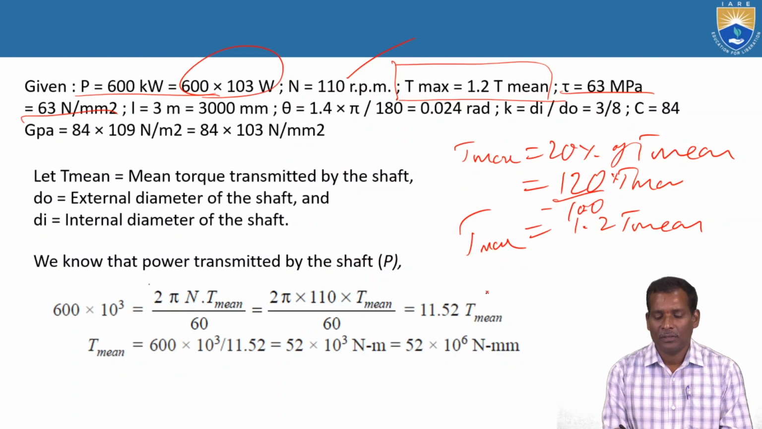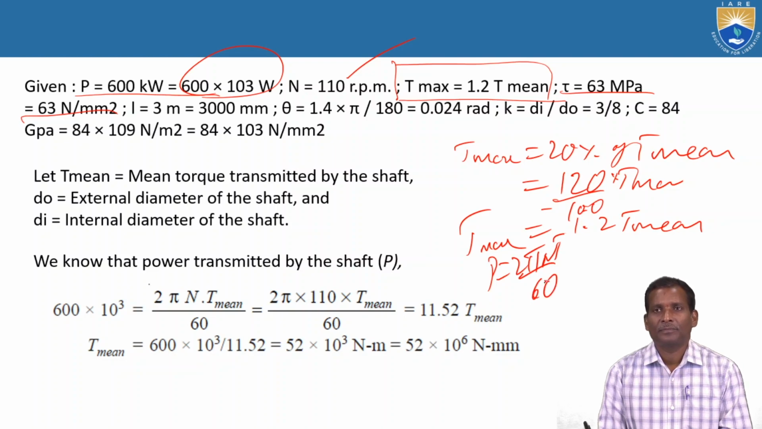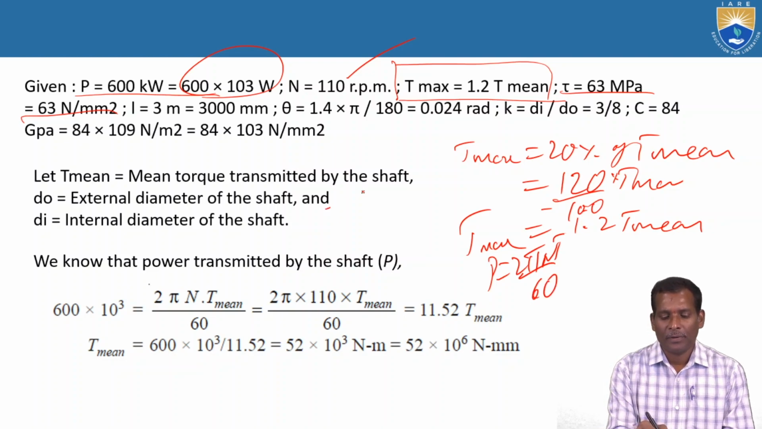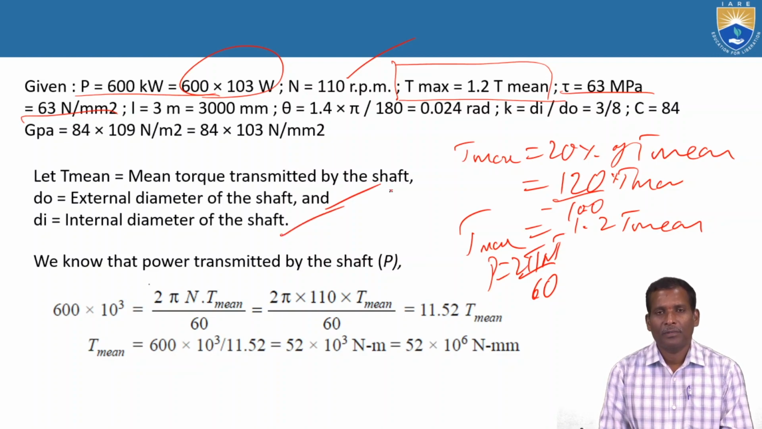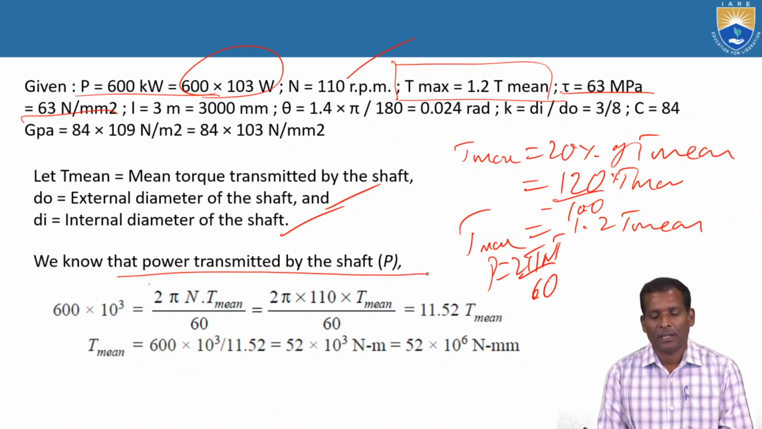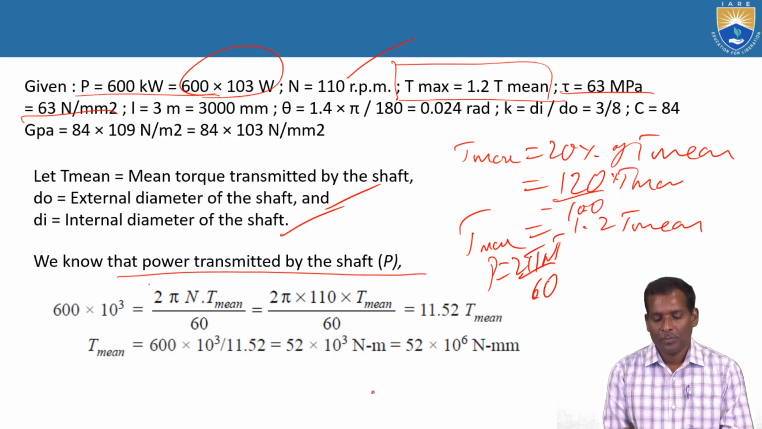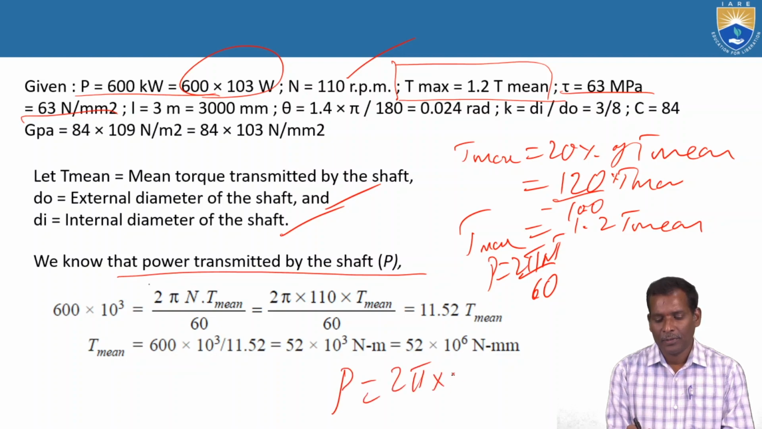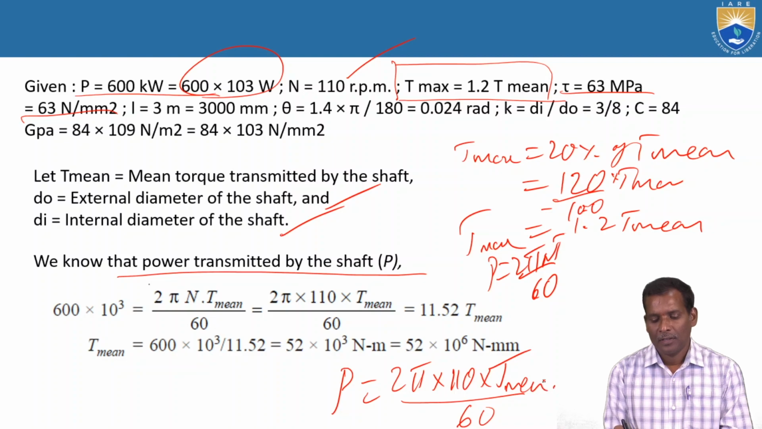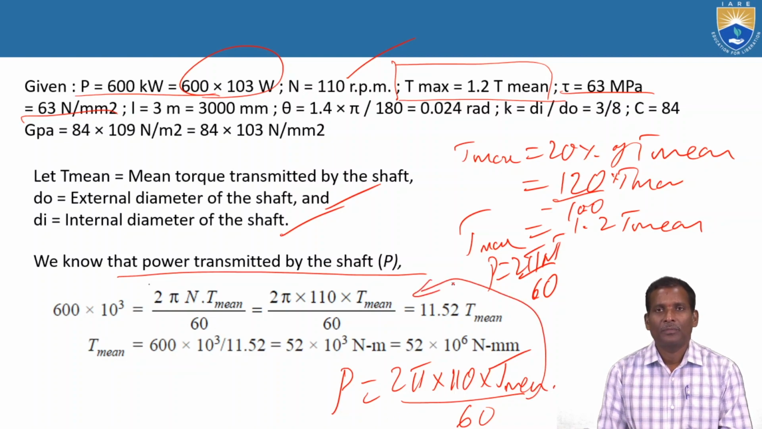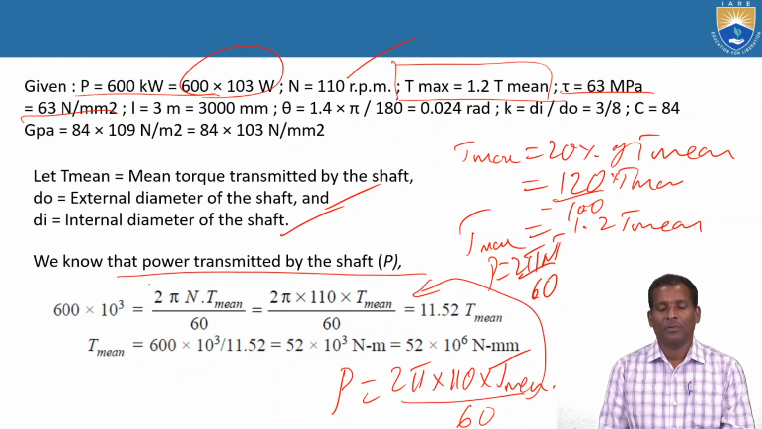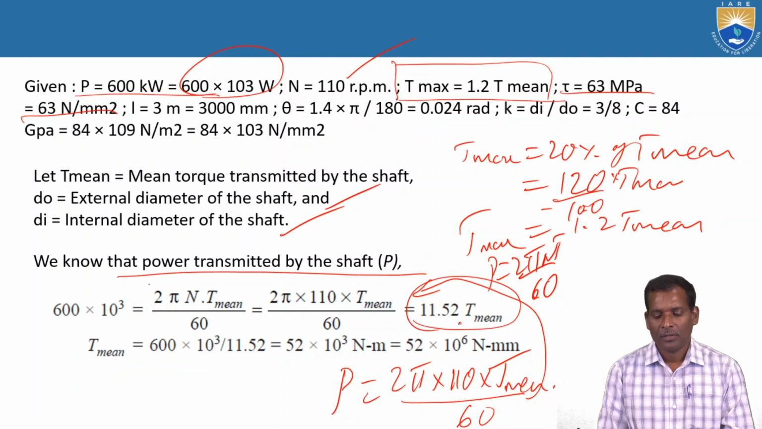It is available from the power equation P is equal to 2 pi N T by 60. D naught is the external diameter of the shaft, Di the internal diameter of the shaft. First calculate the power transmitted by the shaft. P is equal to 2 pi into N, N given 110, into T. In this, you have to substitute the mean torque, over 60. Now substitute all given values and you will get 11.52 times T mean.